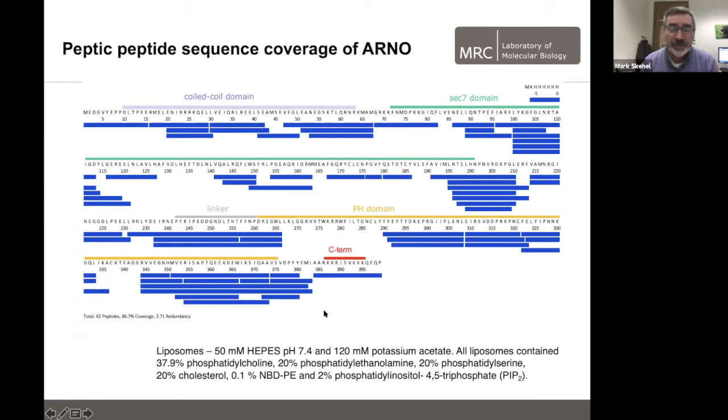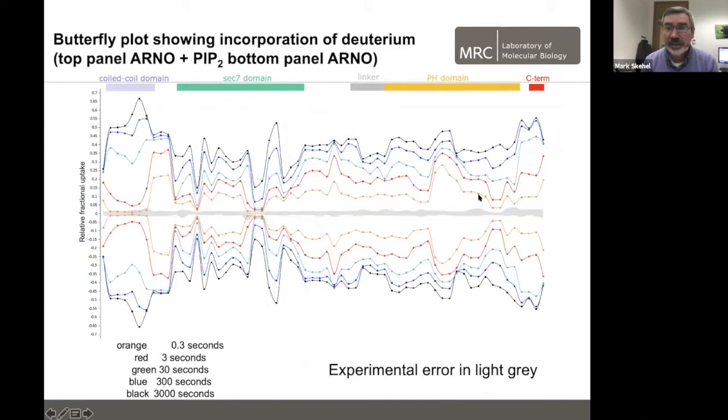And so this was the interaction with liposomes. Here's just a little bit of information about the liposomes, but the main thing to note is that this is PIP2. These were PIP2 containing liposomes. So here again is another structure. Each dot again is a peptide, and you can see secondary structure elements here and more exposed regions here.